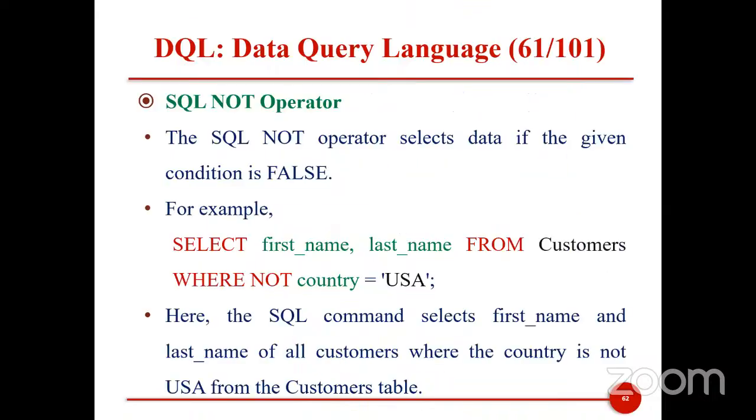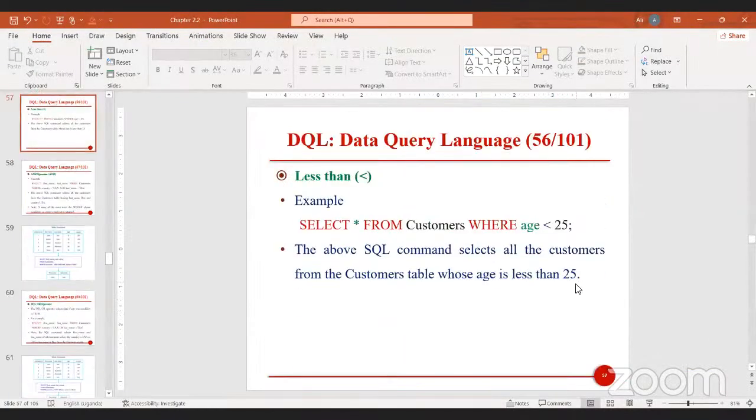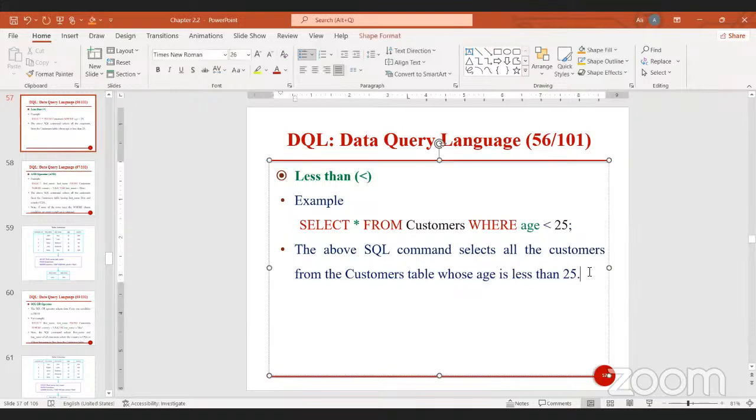The not equals to operator in SQL can be written in two ways. You either put an exclamation mark together with an equal sign, or you use greater than and less than at the same time. Then it will display not equals to.